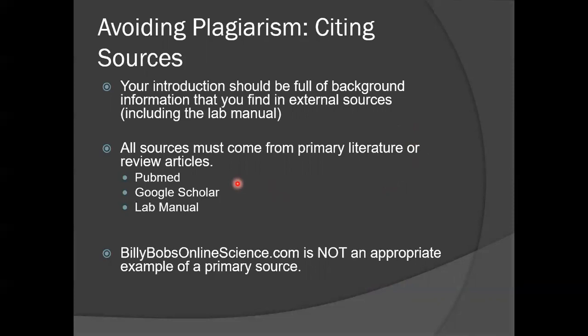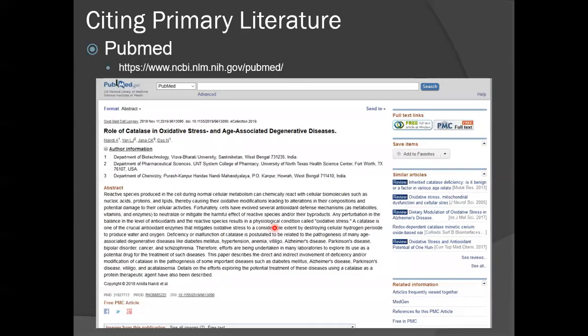Good sources to use to find background information for your lab could be on PubMed, Google Scholar, or the lab manual. A primary literature source is not an online website. For example, billybobsonlinescience.com is not an appropriate example of a primary source. A primary source should be a journal article that looks something like this. Here is an example of a paper going over the role of catalase and oxidative stress found on PubMed.